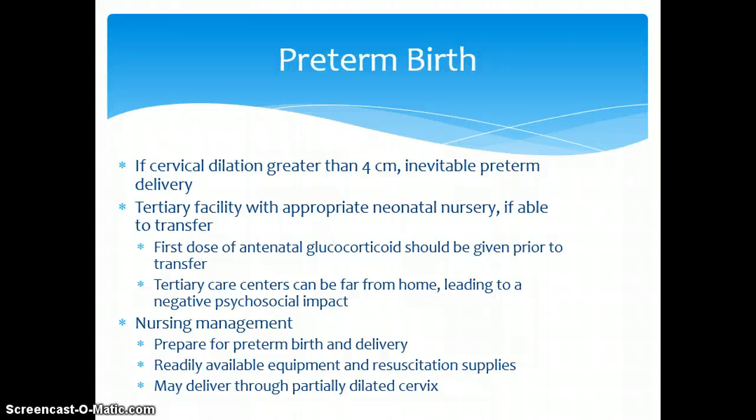The first dose of antenatal glucocorticoids should be given prior to that transfer. If it's unable to transfer because she is too far along in labor, then especially in this area, the neonatal flight team needs to come and be readily available after the delivery of the baby. Tertiary care centers can be far from home, leading to a negative psychosocial impact. We try to keep mom and baby together if at all possible. Nursing management: you need to prepare for preterm birth and delivery, have readily available equipment and resuscitation supplies, and remember that this baby may deliver through a partially dilated cervix. And just have everything ready to go because you never know when that's going to happen.